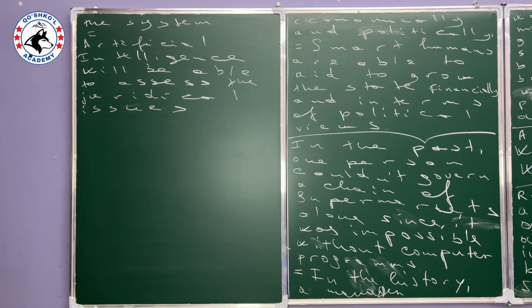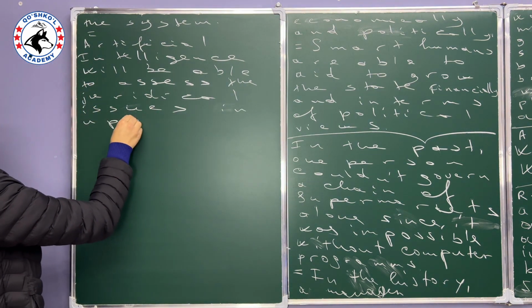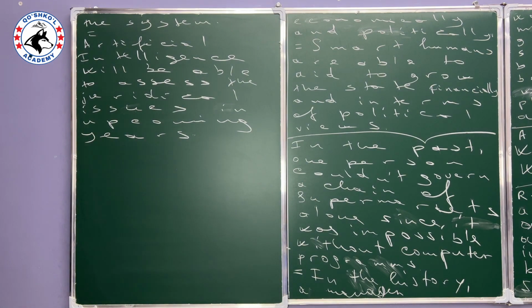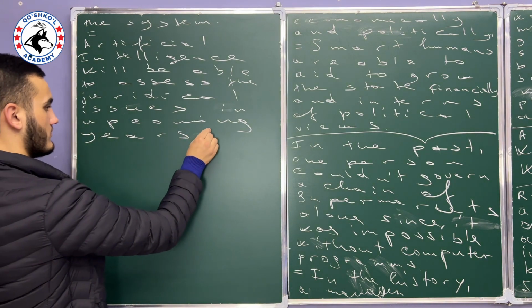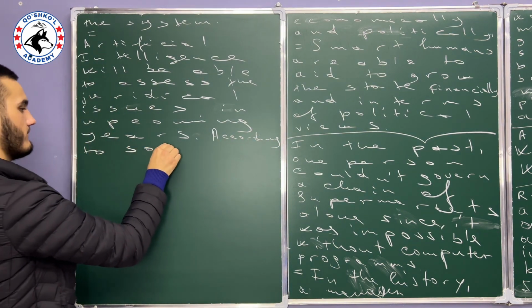Juridical issues. It means some work that is solved in the court. It means juridical issues. Artificial intelligence will be able to assess juridical issues in upcoming years, according to some people.